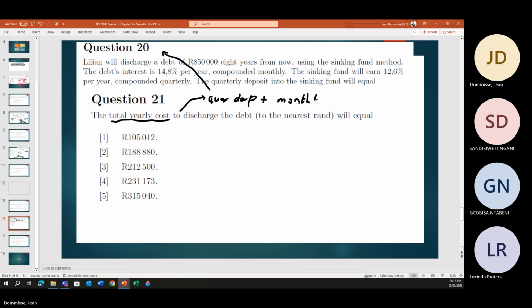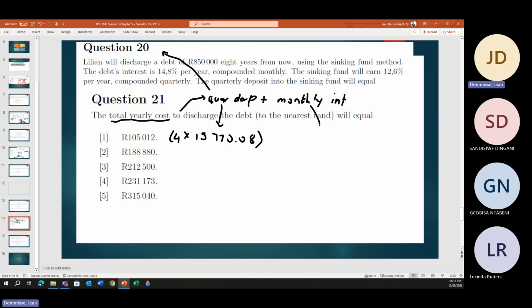Okay, so your yearly cost is your monthly interest plus the quarterly deposits. And again, unfortunately, if you got it wrong in question 20, it will seep through so that this one is also wrong. But the quarterly deposit was 15,770.08. And because it is quarterly, we multiplied by 4.